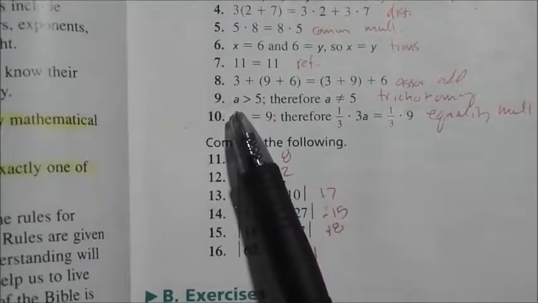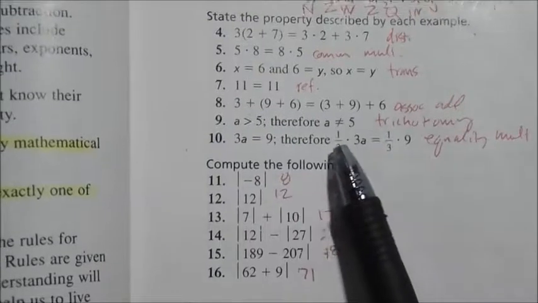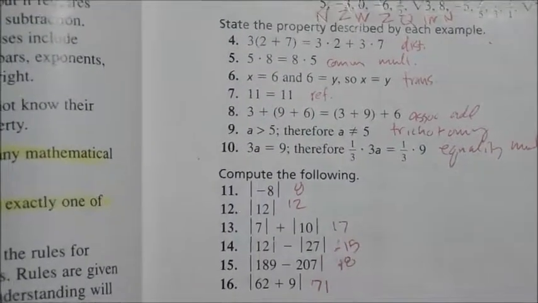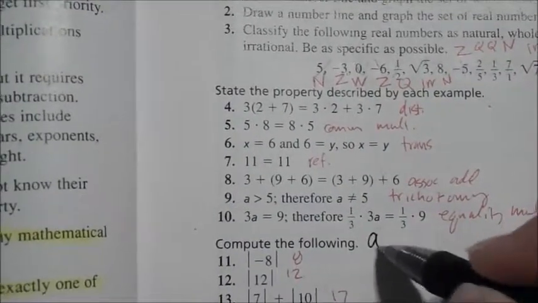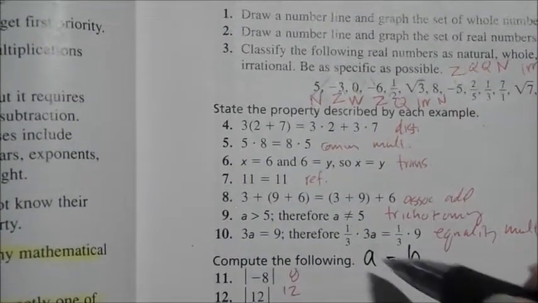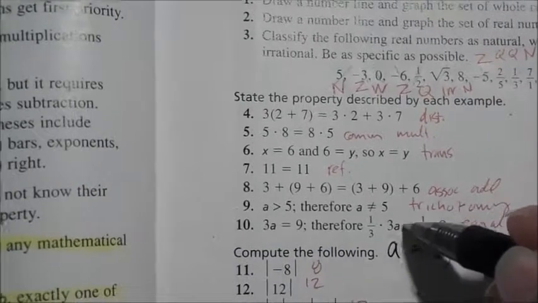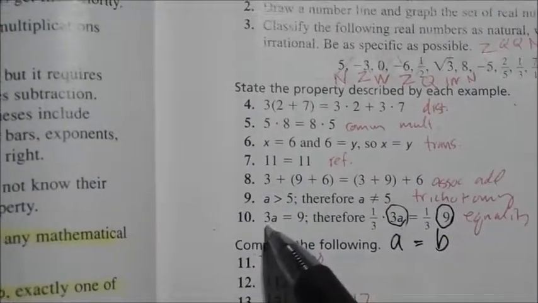Let me just focus on number 10 for a minute. 3a equals 9. Therefore, 1/3 times 3a equals 1/3 times 9. So if you take a look at this, we used to have one that said if a equals b, right? Then you could multiply the same thing to both sides. So this right here and this right here is what we started with.